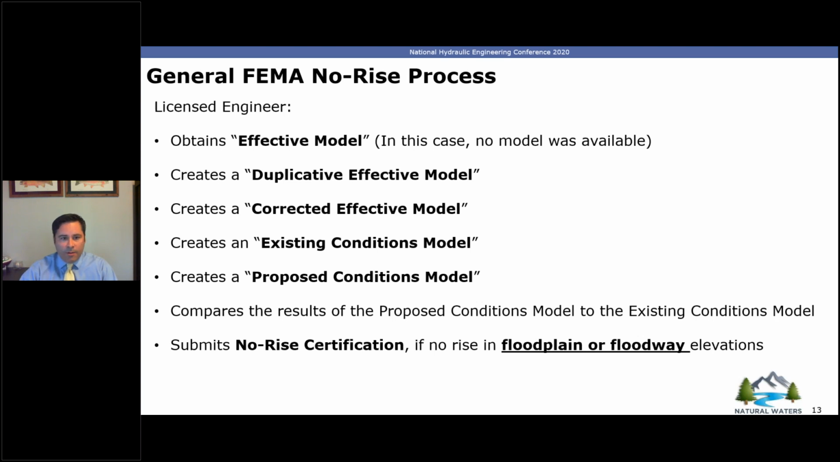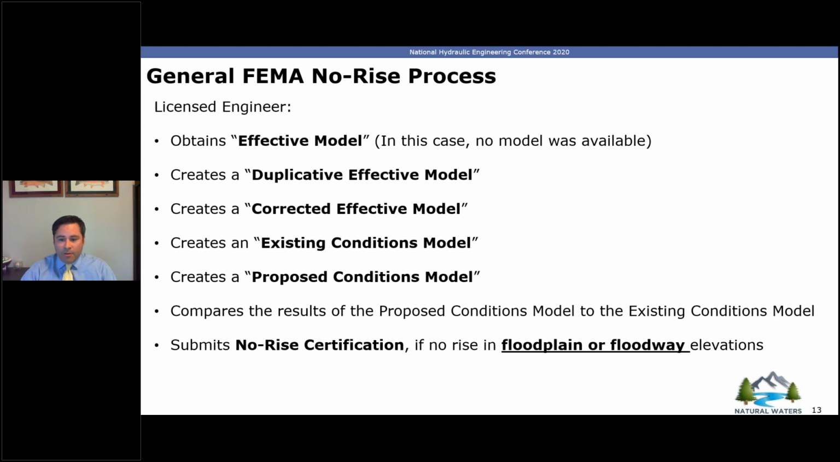If it was available, then the licensed engineer would duplicate the results of the effective model, and this would then create what's called the duplicate effective model. After that, the engineer would make any corrections to that model to create a corrected effective model. Now, the corrections may include improvements such as technical errors in the effective modeling, or the inclusion of any floodplain changes that occurred prior to the date that the effective model was actually developed.